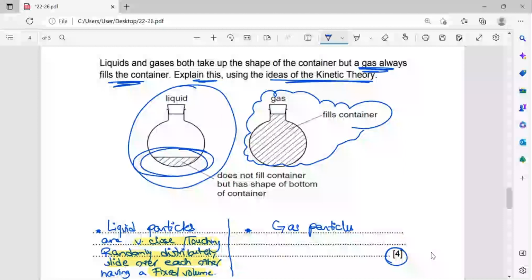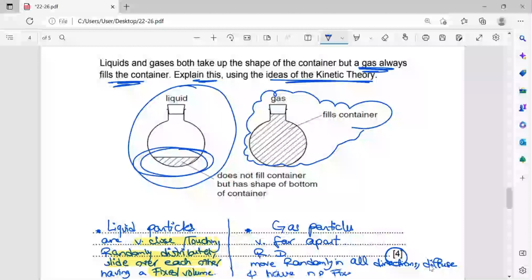On the other hand, the gas particles are very far apart. They are randomly distributed and they move randomly in all directions. So they spread or move or diffuse and have no fixed shape or volume. So we highlight here the keywords. They move randomly in all directions, have no fixed shape or volume, and very far apart.